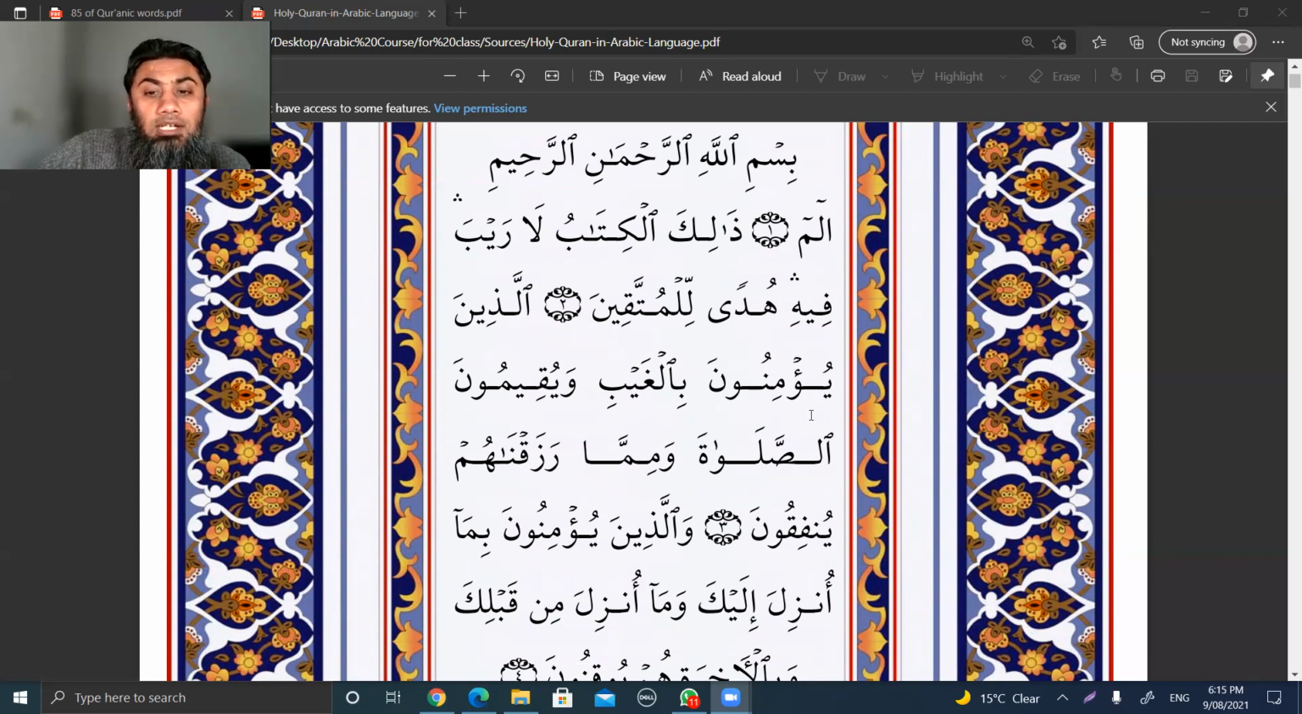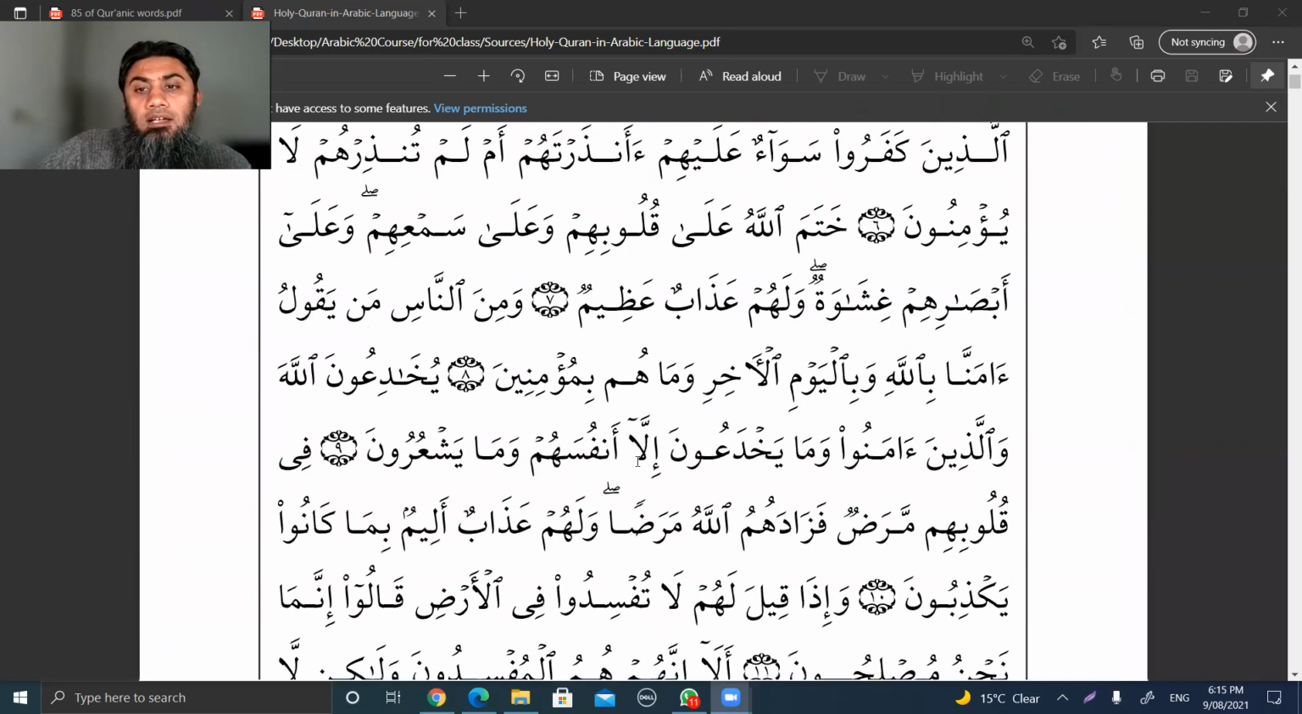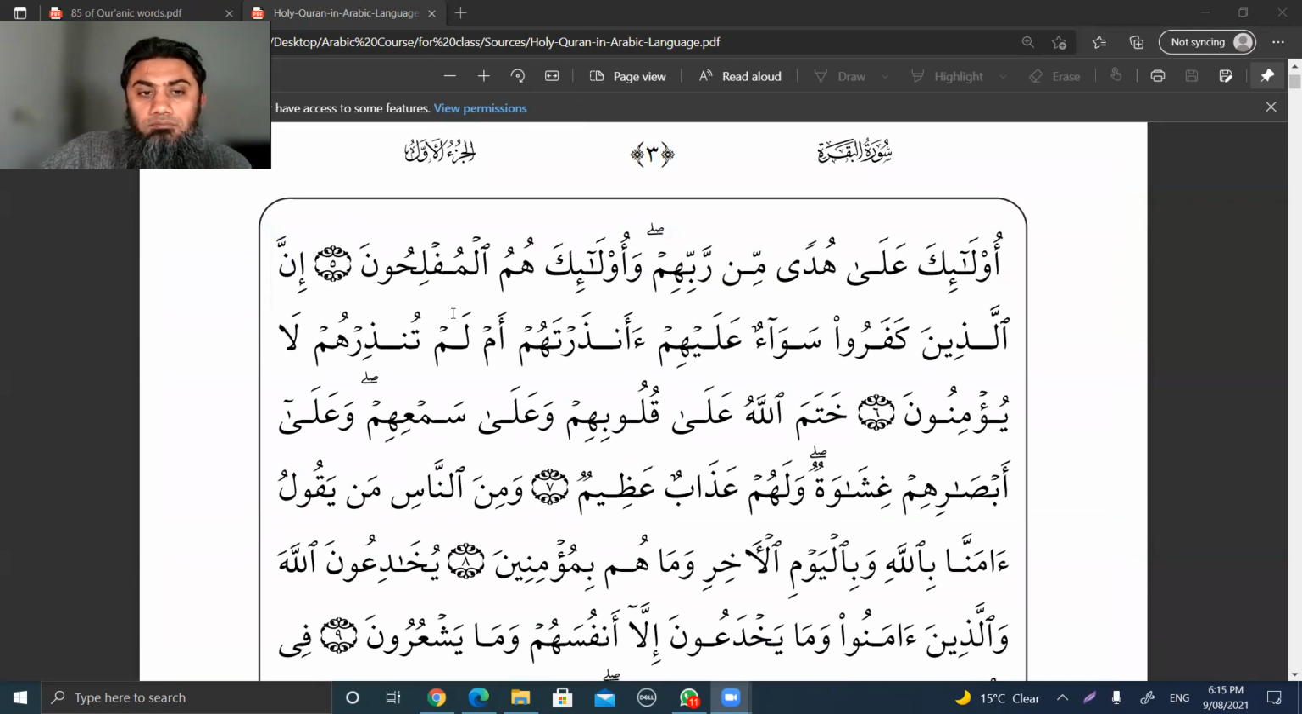So yu'minuna is fail mudare, and this yu'minuna is number 3 in the mudare chart. Then yukimuna is also mudare, it's also number 3. And then yunfikuna is also mudare, and it's also number 3. Again yu'minuna, mudare number 3. And yukinuna is mudare, and again number 3.